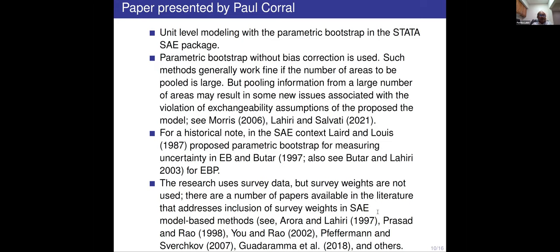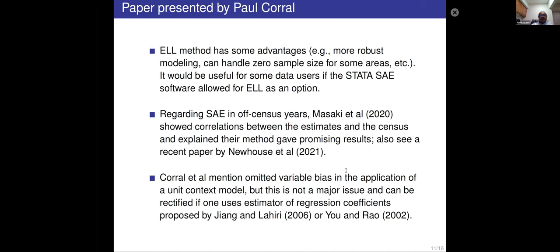The research uses survey data, but survey weights are not used, I noticed. There are a number of papers available now in the literature that address inclusion of survey weights in SAE model-based methods, starting with my paper with Prasad and Rao, You and Rao, Pfeffermann, Sverchkov, Gaudramala, et cetera, that somebody mentioned today. So this might be the next step, I guess, and you may be already considering this, noting that Isabel is one of your collaborators.